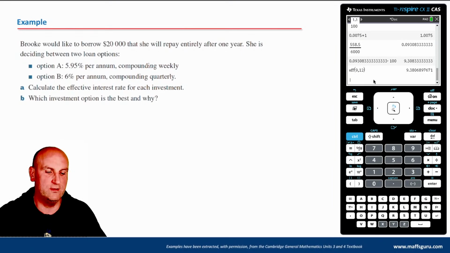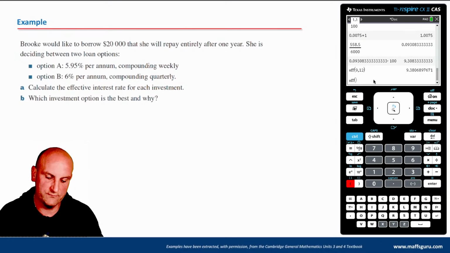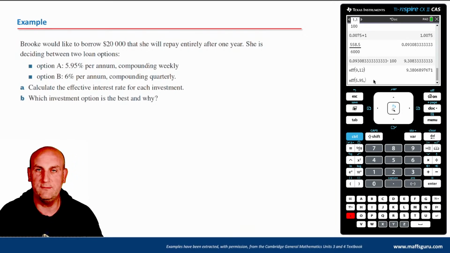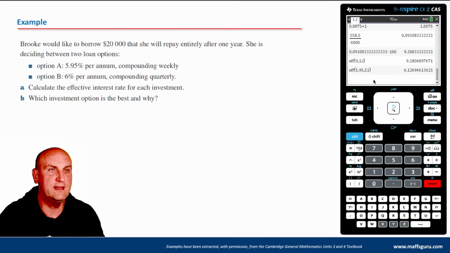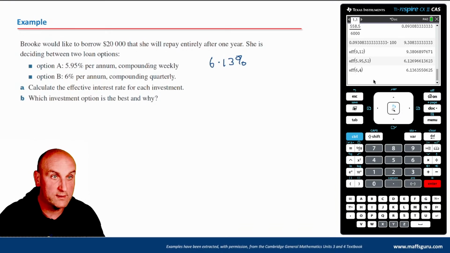All right, let's do that. So, effective interest. For the first one, 5.95, I'm going to do comma, and it's compounding weekly. How many weeks are there in a year? Oh yeah, 52. There we go, comma 52, hit enter, and out comes, to 2 decimal places, 6.13%. Let's work out the next one. EFF of 6%, comma, compounding quarterly. There are 4 quarters in a year. Hit enter. Oh, what do I get there?